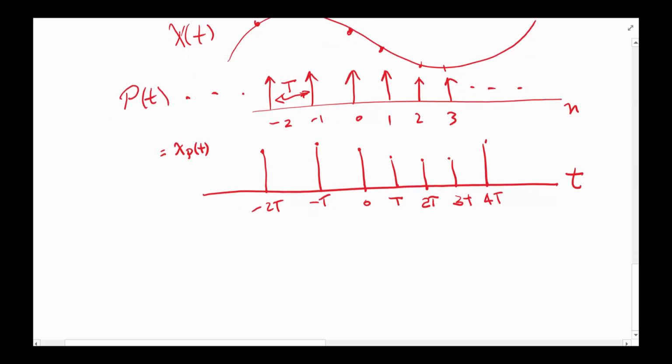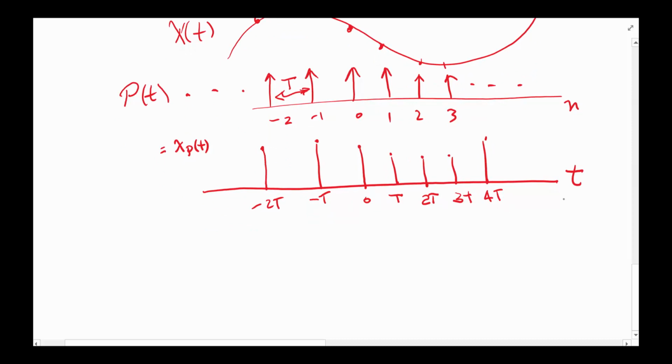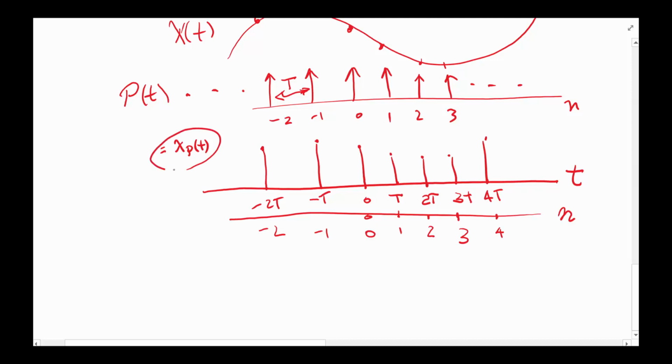Okay, so now the other way to think about it: if the x-axis, instead of calling it t, I had called it n, then I could put simply 4, 3, 2, 1, 0, minus 1, and minus 2. So you see now my xp of t really becomes x of n. Okay, so that's how we create, that's how we sample.